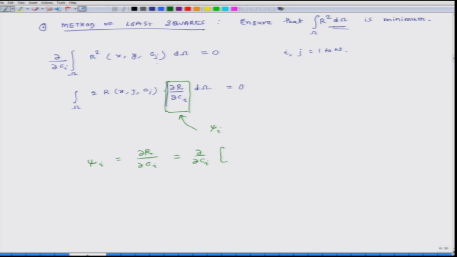I can write this as del over del Ci of the residue. The residue was some operator, which depends on the nature of the differential equation. So some operator A, which was a function of x, y and u. x, y I do not have to worry about. This is a function of the sum of Cj phi j plus phi naught. This is my definition of u, which is un, and then there is also some forcing term minus f.